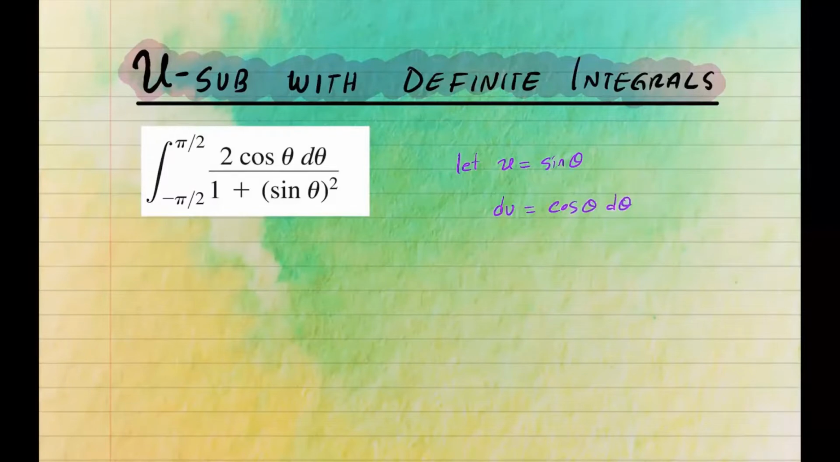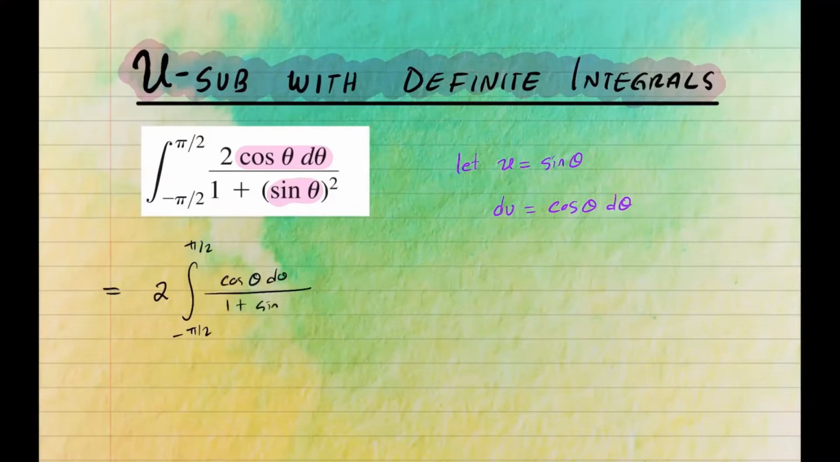So we're going to replace this right here with u, and this right here will be replaced with du, since we have everything that we wanted in the integral. So now we can rewrite the integral as follows. I can pull the 2 outside the integral. Then we have from negative pi over 2 to pi over 2 of cosine theta d theta over 1 plus sine theta squared.